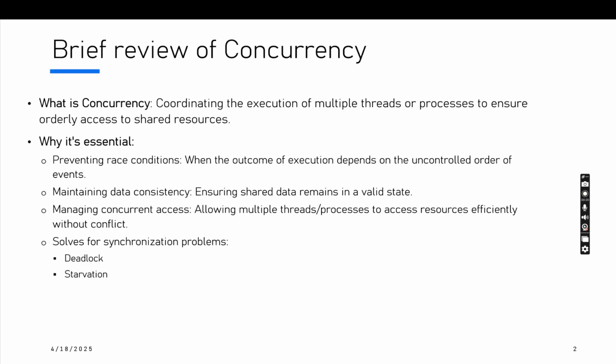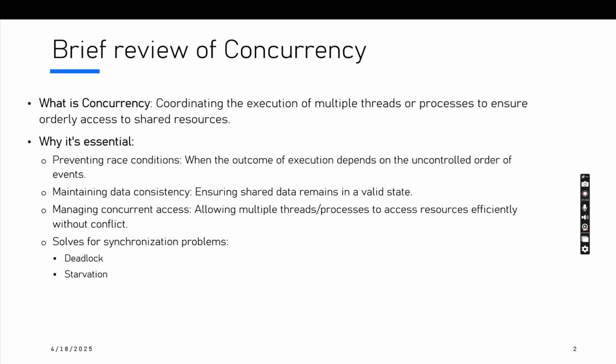Just to briefly go over concurrency. Concurrency allows computers and processors to coordinate execution of multiple threads or tasks and ensures safe access to shared resources. The reasons why concurrency is needed is to prevent some pitfalls like race conditions. It also maintains data consistency and manages concurrent access effectively, allowing multiple threads and processes to access the same resource without conflict.